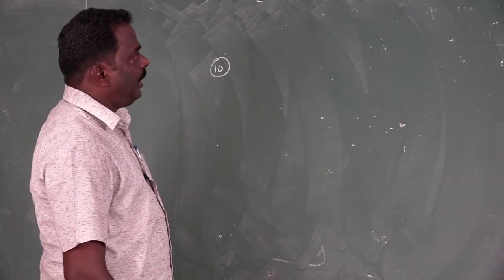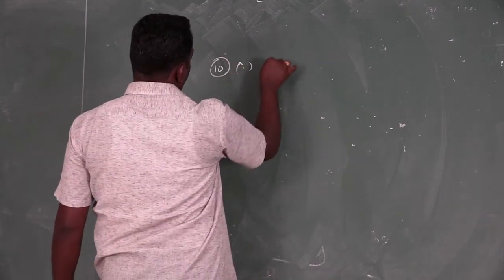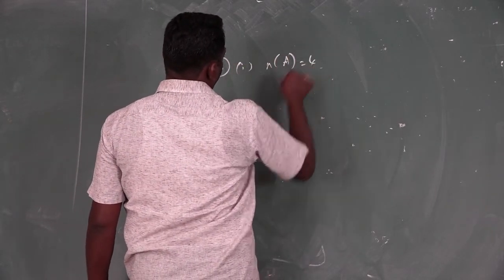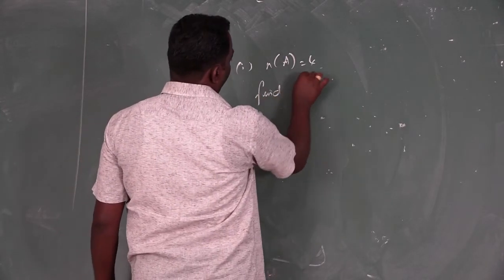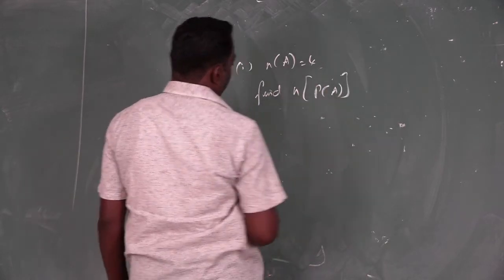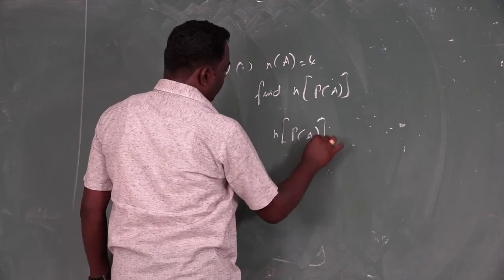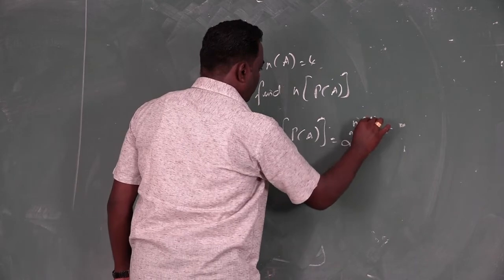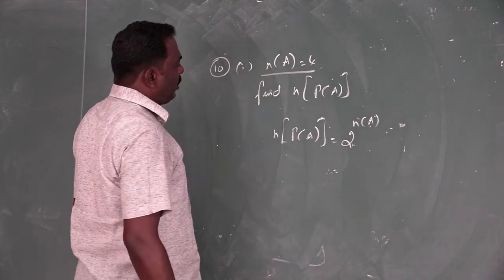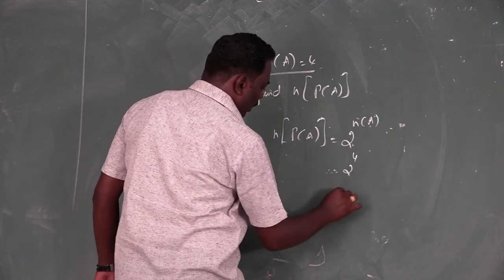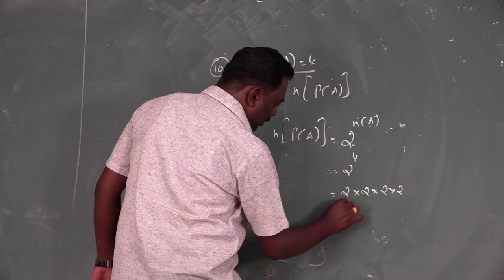Now come to the last one, the 10th one. First, n of A is given as 4. Then we want to find the number of elements of the power set of A. We know n of P of A is equal to 2 power n of A. That is the formula. Now n of A is the number of elements in the set A, given as 4. Therefore 2 power 4 is equal to 2 into 2 into 2 into 2, that is equal to 16.